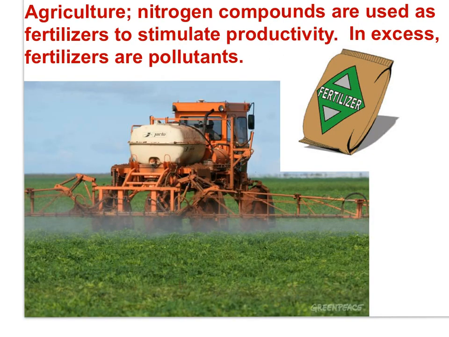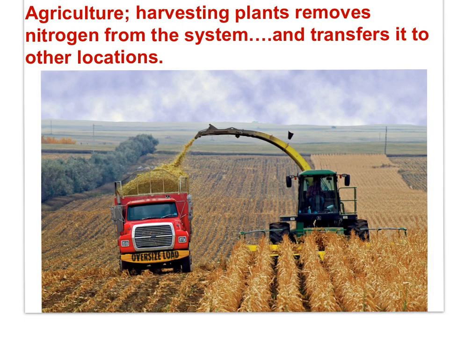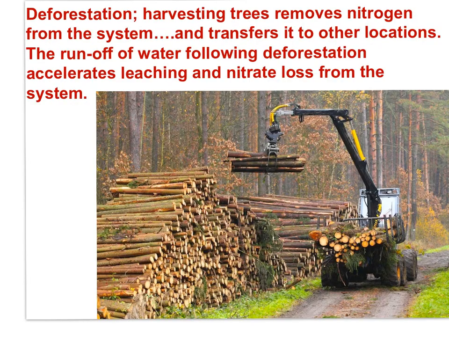In agriculture, nitrogen compounds are used as fertilizers to stimulate productivity. In excess, fertilizers are pollutants, and this is a disruption of the nitrogen and phosphorus cycles. Harvesting plants removes nitrogen from the system and transfers it to other locations. This is a disruption in the soil nitrogen cycle.